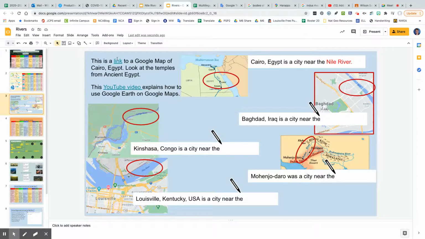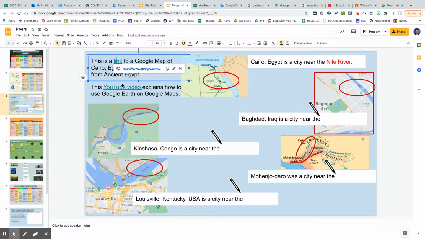Now here is a link to a Google map of Cairo, Egypt. And this is a YouTube video that explains how to use Google Earth on Google Maps. It's so cool. So Cairo, Egypt is a city near the Nile River. So I wrote Nile River.